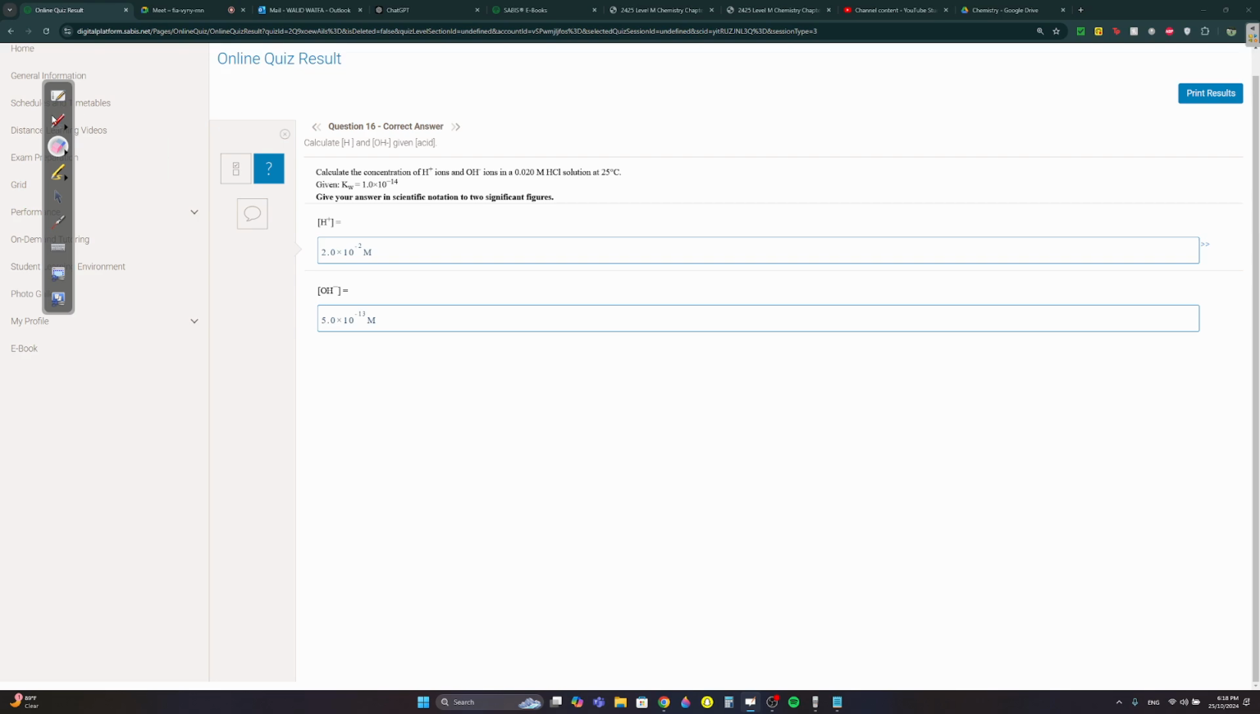Question 16. You have to calculate the concentration of this. Okay, guys, this is very easy. You have HCl. What do you get in HCl? H plus, Cl minus, right? Same coefficient, so that means same concentration. If the concentration of HCl is 0.02, then what's the concentration of H plus? Also 0.02, but they just put it in scientific notation. You get 2.0 times 10 to the power of minus 2.